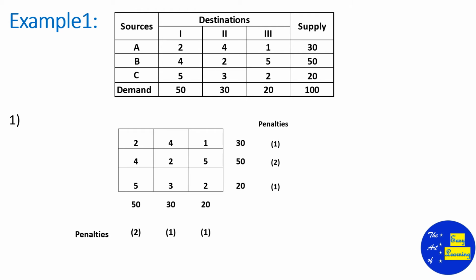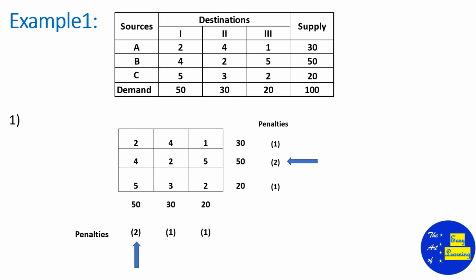In the same way we have to calculate for each column. In the first column, the least value is 2 and the next least value is 4. The difference is 2. And in the second column, the least value is 2 and the next least value is 3. The difference is 1. And similarly in the last column, the difference is 1. Now choose the row or column which is having the maximum penalty.